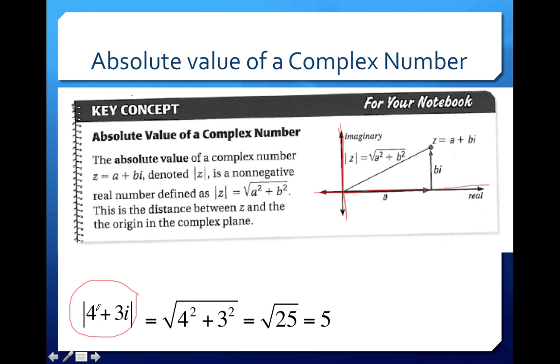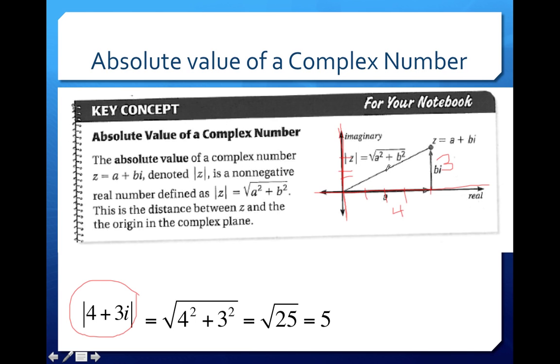So if I look at this number, a is 4. So I go over 4: 1, 2, 3, so this value here is 4. And then my non-real part, or my complex part, is 3. So I go up 3: 1, 2, 3, so this value out here is 3. And then what I'm looking for when I want the absolute value is just the hypotenuse of this right triangle, so I just use Pythagoras.